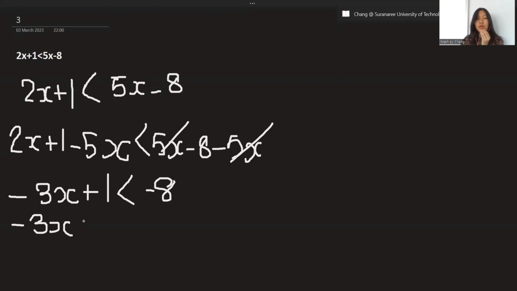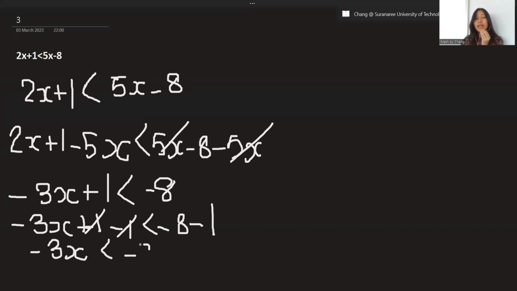3x plus 1, you have to subtract 1 on both sides: 3x less than minus 8 minus 1. These two will cancel out. So what will remain here? Minus 3x less than minus 8 minus 1, equal to minus 9, will remain. So we want the value of x.